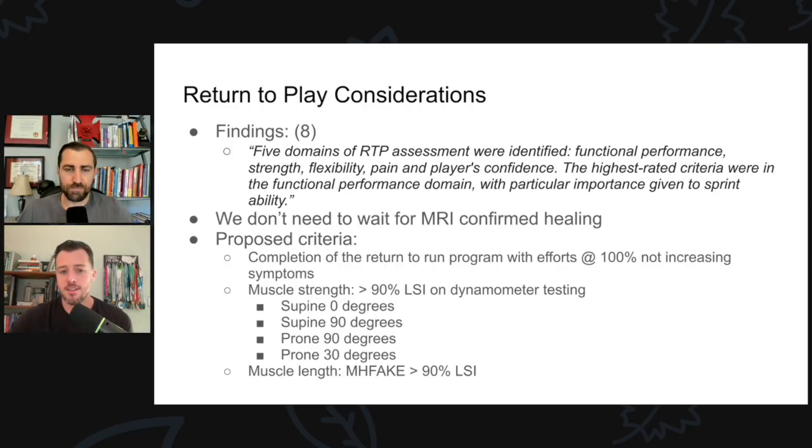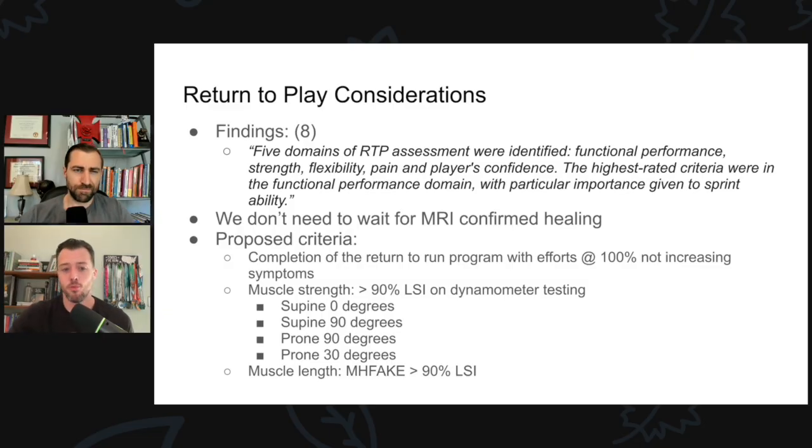The highest rated criteria were in the functional performance domain, with particular importance given to sprint ability. So I think, as we were emphasizing in the return to running program, that's super, super important because that's usually the mechanism of injury. And that's usually something that the athlete has to get back to, especially if they're kind of a field or court sport athlete.